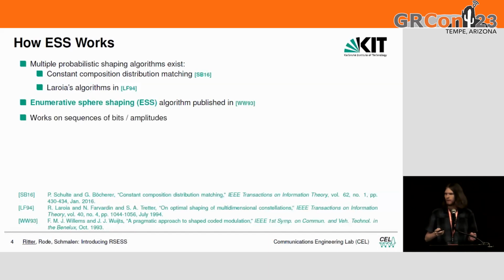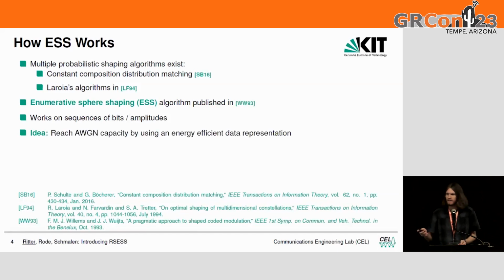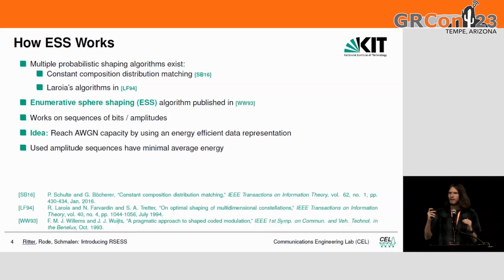ESS doesn't work on single bits and amplitude values, but it maps whole sequences of bits to whole sequences of amplitude values. The idea is to reach AWGN capacity by using the most energy efficient representation of our data. To this end, the used amplitude sequences in ESS have the minimal average energy. And this can be achieved by limiting the energy of the sequences used below an energy threshold.